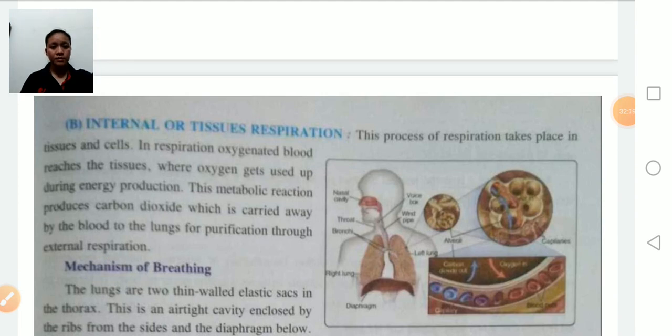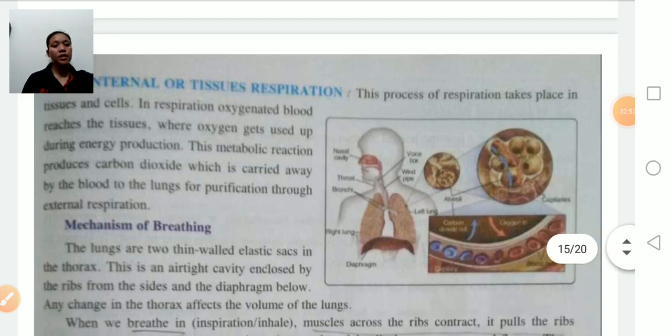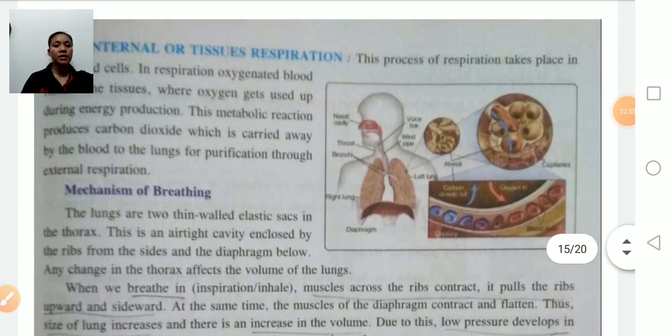In internal respiration, oxygenated blood reaches the tissue, where oxygen gets used up. Oxygen is used during energy production, and when the energy is produced, carbon dioxide is released. This carbon dioxide is carried away by the blood to the lungs for purification through external respiration.